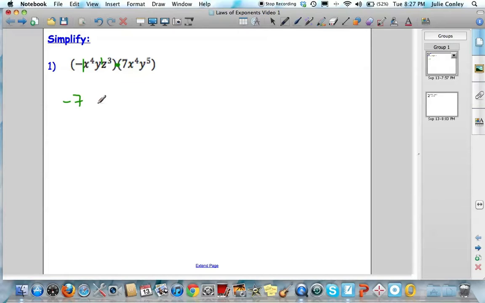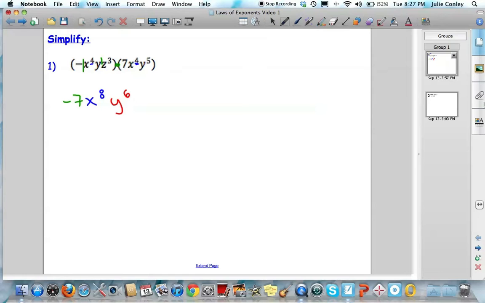All right, and next we can look at our x's. We have x to the fourth times x to the fourth. So when we're multiplying, remember that we can add those exponents together. So in total, we would have x to the 8th. Okay, and then we have y to the first power times y to the 5th power. So again, remember we need to add those exponents, so that's y to the 6th power.